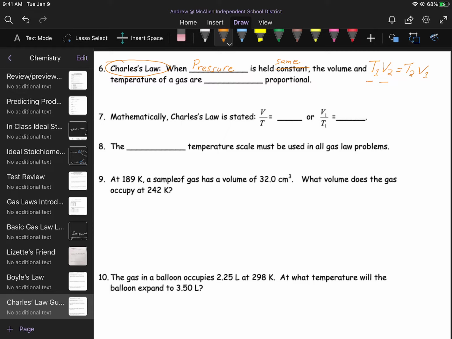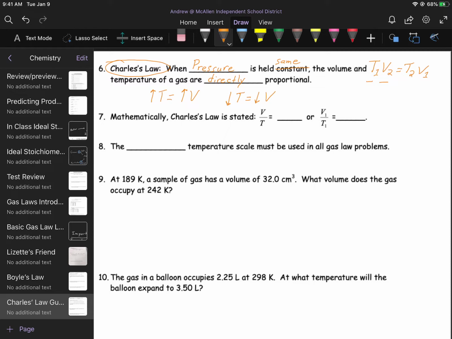The volume and temperature of a gas are blank proportional. Now in Charles' law, they're directly proportional. As one goes up, the other goes up. In Charles' law, an increase in temperature equals an increase in volume, or a decrease in temperature is a decrease in volume.